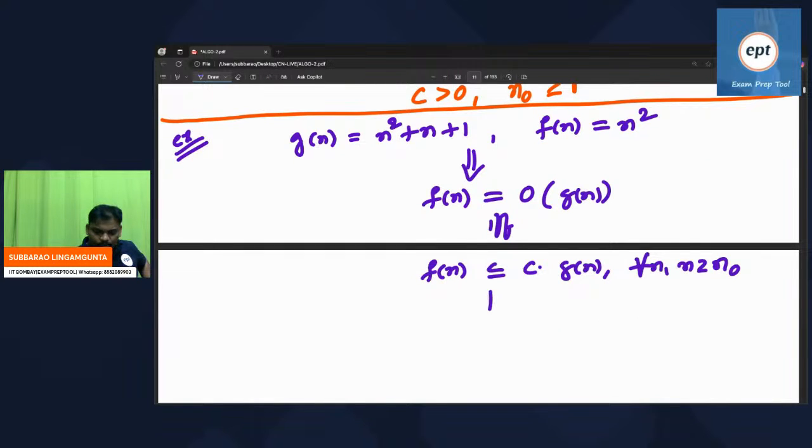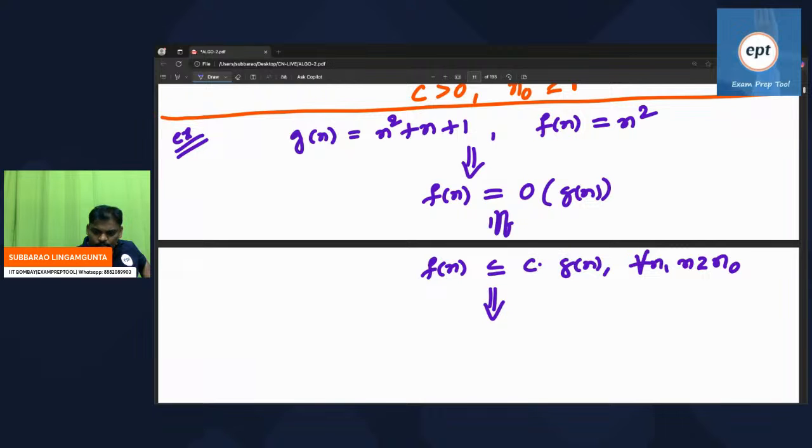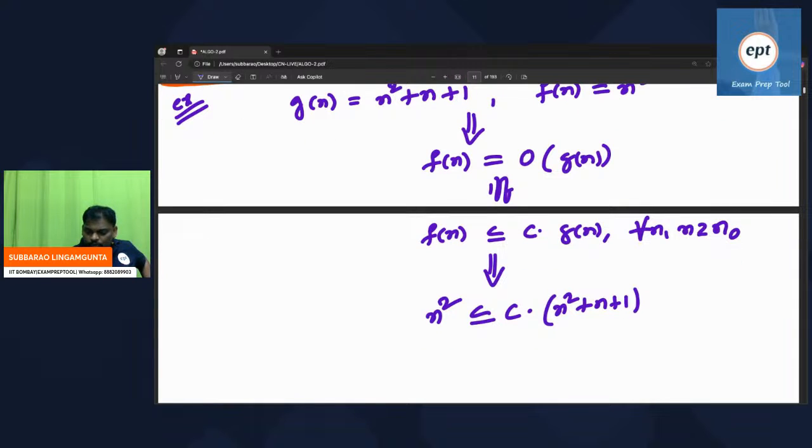Let me try whether it is satisfying or not. f of n is n square, less than or equal to some c. We will see within a few minutes. g of n is n square plus n plus 1. If you observe clearly left and right, the right should be greater. Big O notation says that the right should be greater.